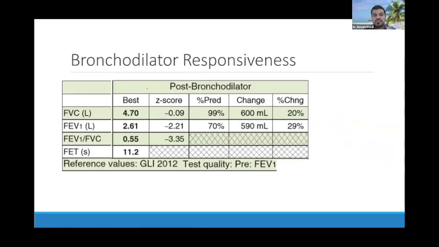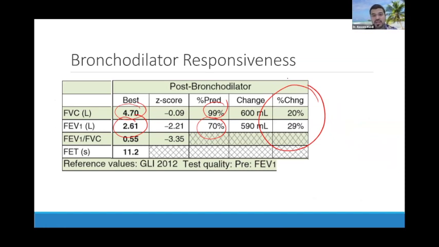So we wanna assess the bronchodilator responsiveness. They did this for this child. So we know that this is his best post-bronchodilator. There's a percent predicted, it improved, but it will give you the percent change. And that's what we care about. How much did the volume improve after he got his bronchodilators? Now there's a lot of different regimens for dilators. So this kid's FEV1 improved 29%. Is that significant?